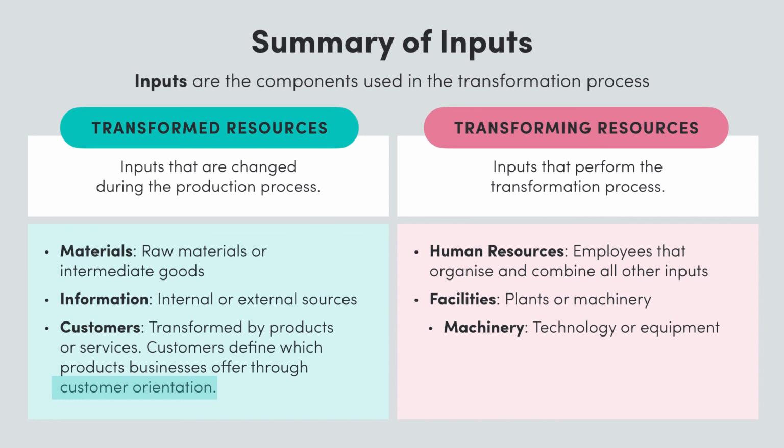We finished by checking out transforming resources, which perform the transformation process. First, we had human resources that organize and combine all other inputs, and secondly, we looked at facilities, which included plants and machinery.